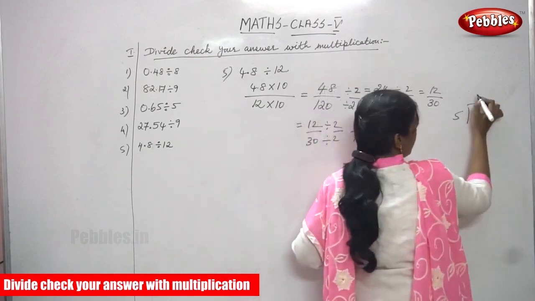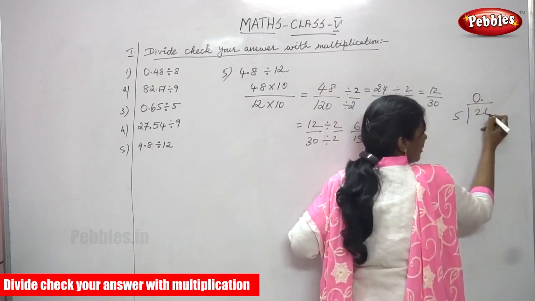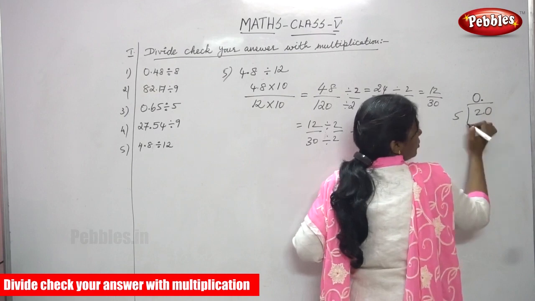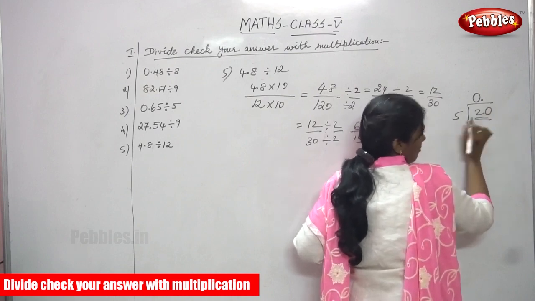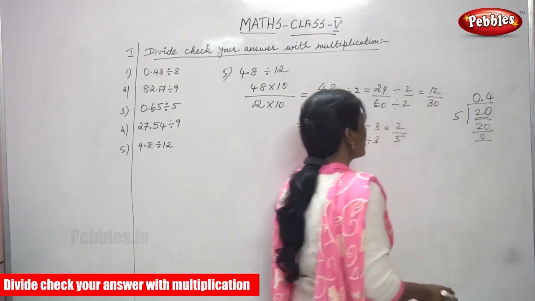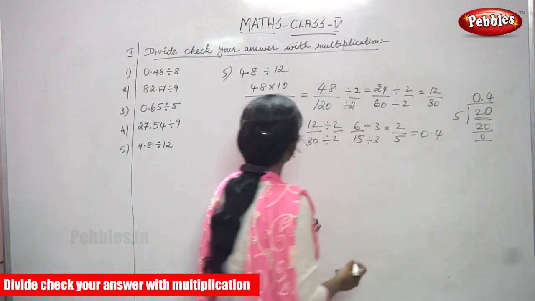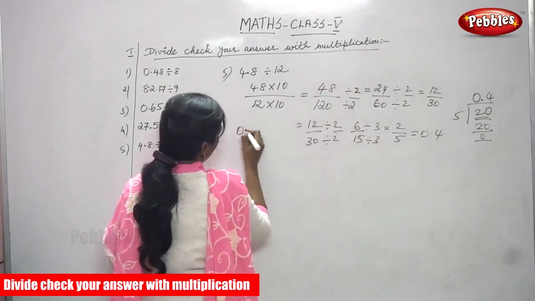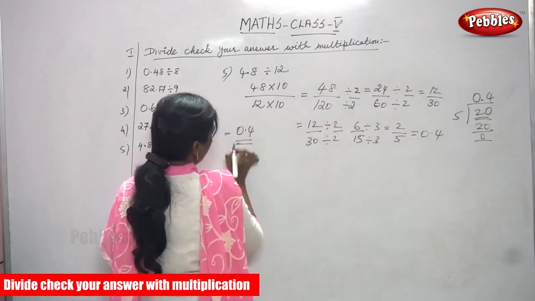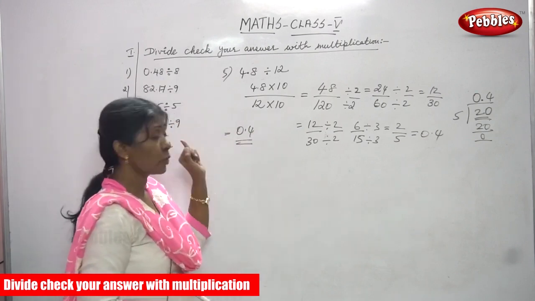So first you have to write 0, it's a decimal. After that you must put a point, then you have to put 0. So now it becomes greater than 5. So 4 5s are 20, it becomes 0. So the answer is 0.4. But anyhow whether the answer is right or wrong, you want to check.